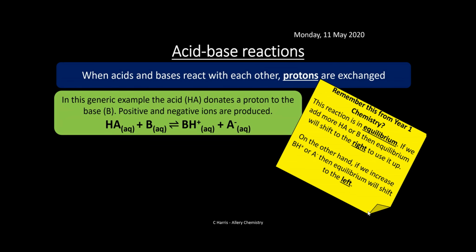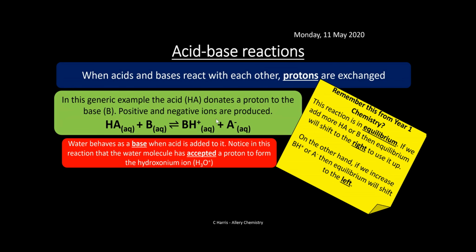Remember this reaction is in equilibrium, and if we add more HA or B, which are on the left hand side, your reactants, then the equilibrium will shift to the right to use that up, as per Le Chatelier's principle, if you remember that. And on the other hand, if we increase BH plus or A minus, which is on the right, the equilibrium will shift to the left to use that up. So remember, this is Le Chatelier's principle that we're looking at.